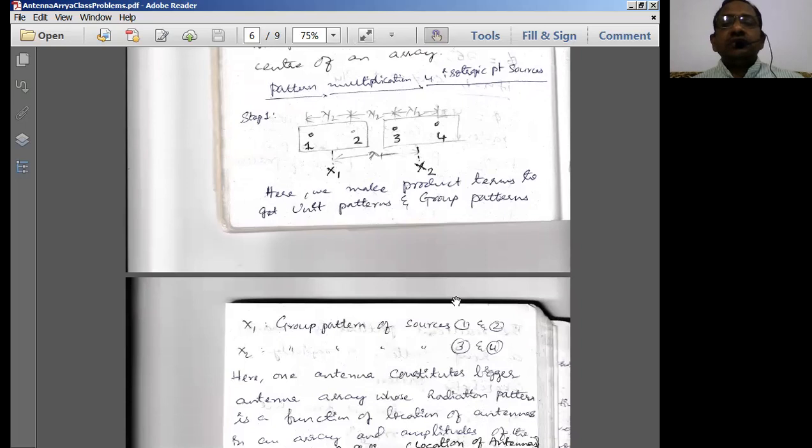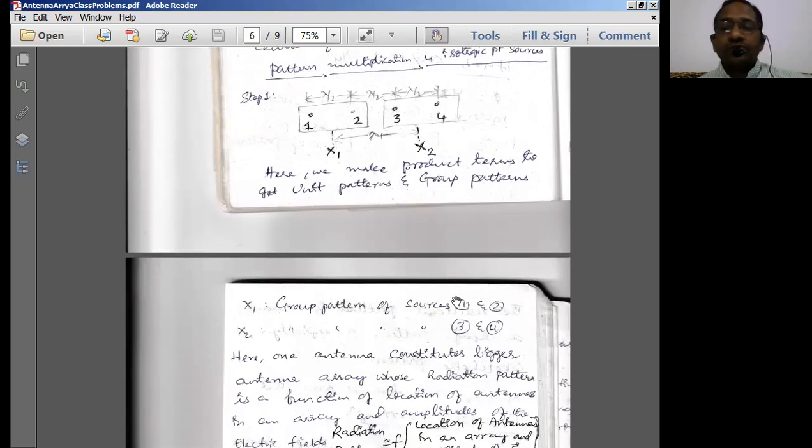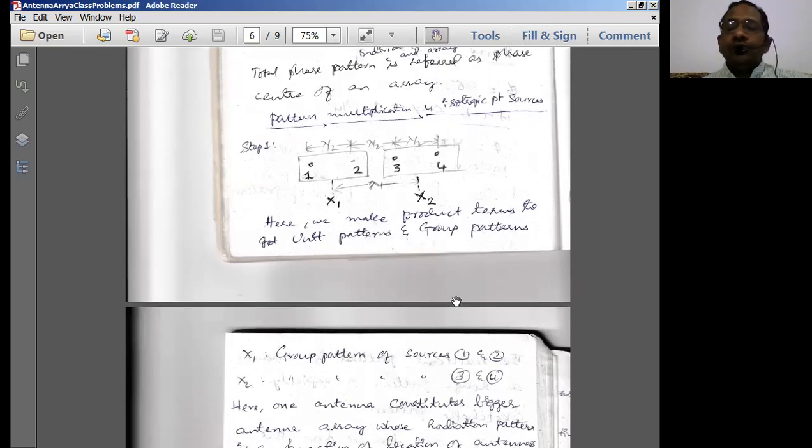Now let us solve one small problem: pattern multiplication of 4 isotropic point sources. We can do it for 4, we can do it for 8. In the exam, pattern multiplication of 8 isotropic point sources has been asked once. So better we go with 4, then we extend it to 8. It's going to be very, very simple.